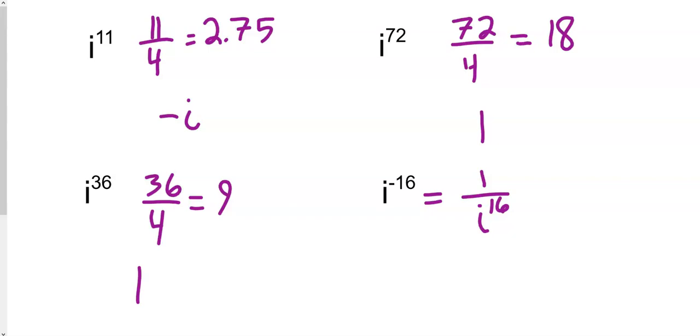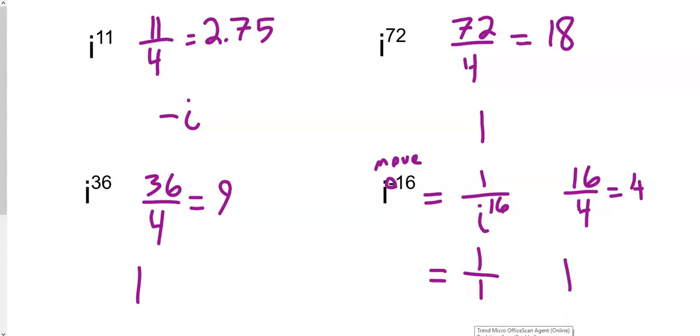Okay, so now you can actually figure this guy out. So that's the one little trick you had to do before. You had to realize that this little negative exponent was picking you up and moving you because that's what negative exponents do. They move. So now you can deal with everything. So you've got 16 divided by 4, which is 4. So that means this i to the 16th in the denominator becomes the number 1 because there's no decimal. So 1 over 1 just reduces down to 1. There's your answer. Nice and easy.